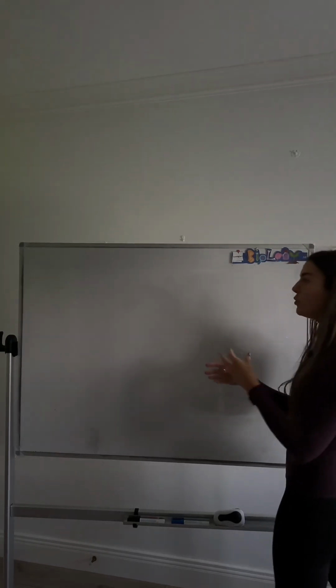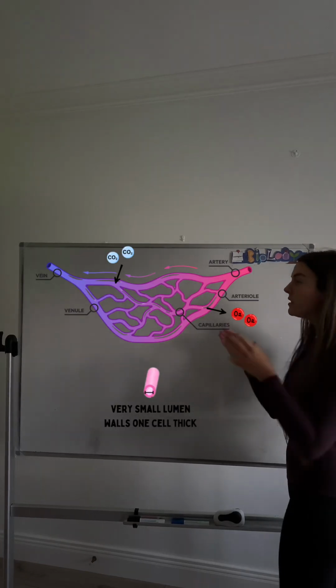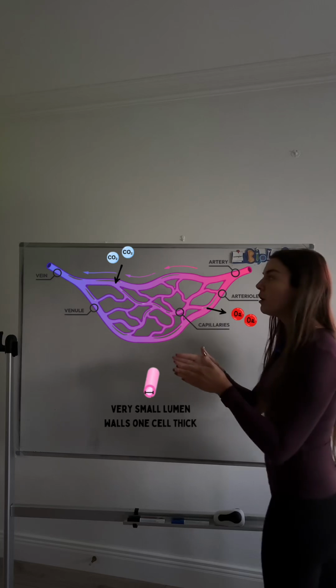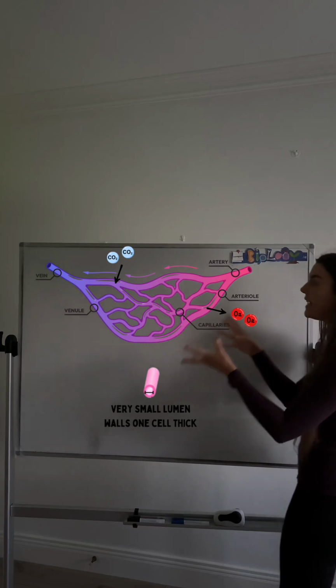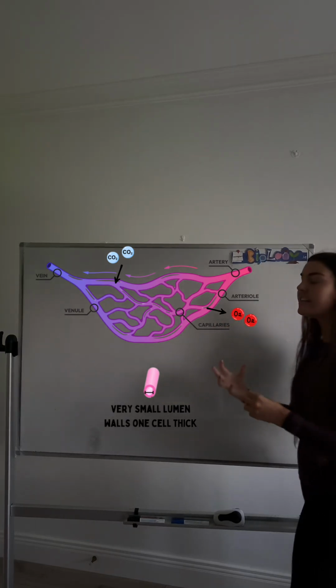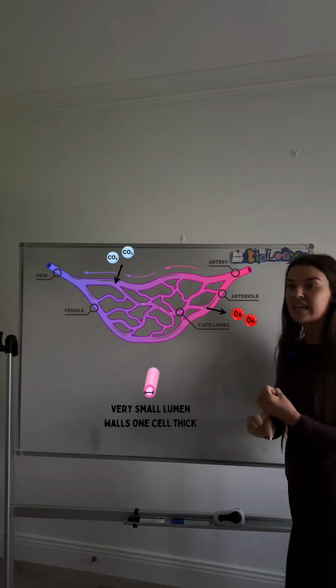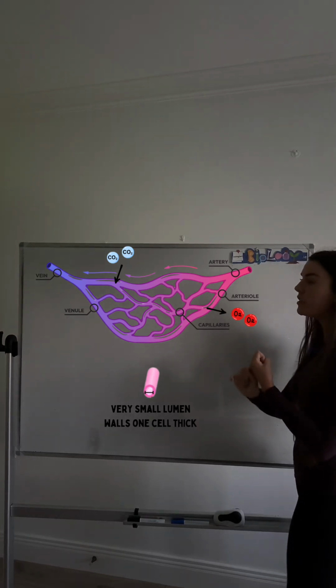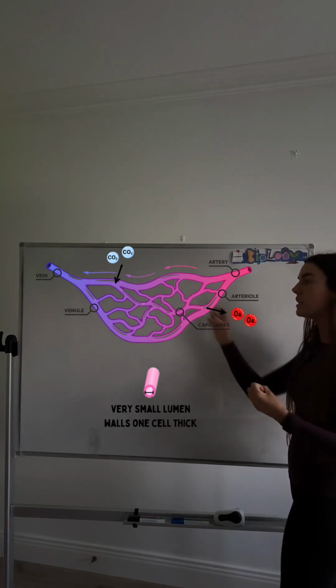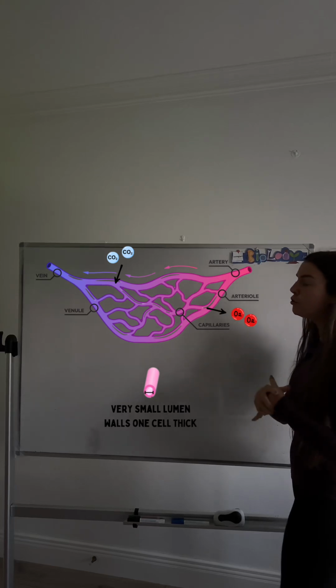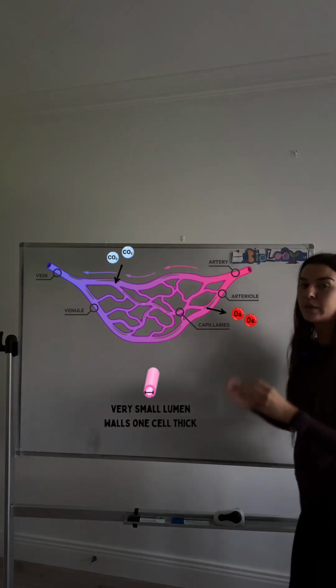Now, they're going to connect to capillaries. So the arteries divide into smaller vessels called arterioles. And then the arterioles connect to capillaries. Capillaries is where gas exchange is going to take place. Oxygen is going to go from the vessel into the blood. Carbon dioxide is going to go from the blood into the vessel. And other nutrients as well are going to be exchanged with the capillaries.